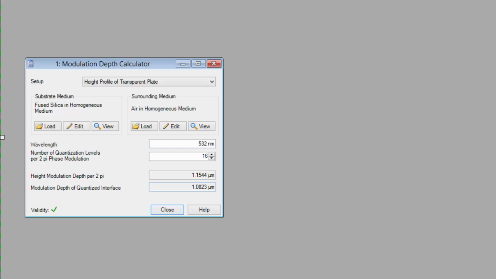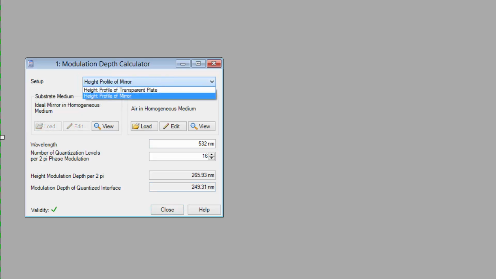Bearing this in mind, the calculator also provides results for this quantized situation, where the modulation depth of quantized interface gives the aforementioned highest present quantization level. The number of quantization levels considered for the fabrication of a DOE may be given as input in the corresponding box.